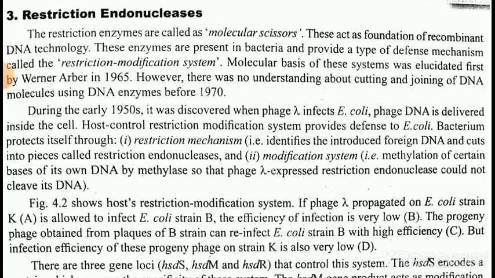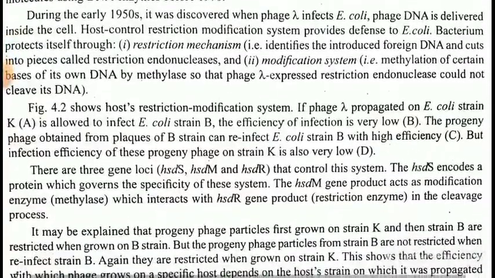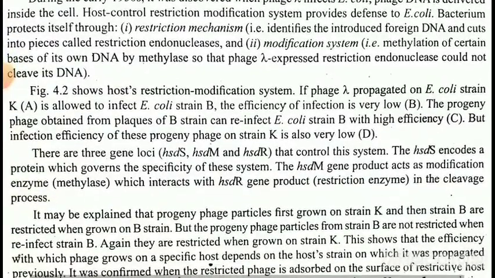Figure 4.2 shows the host's restriction modification system. A. If phage lambda propagated on E. coli strain K is allowed to infect E. coli strain B, the efficiency of infection is very low. B. The progeny phage obtained from plaques of the B strain can reinfect E. coli strain B with high efficiency. C. But the infection efficiency of these progeny phage on strain K is also very low. D.